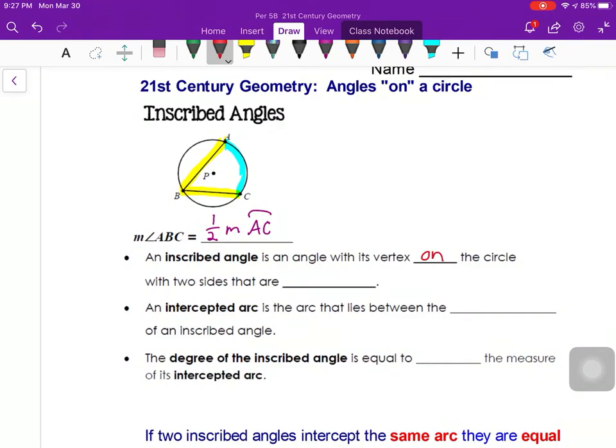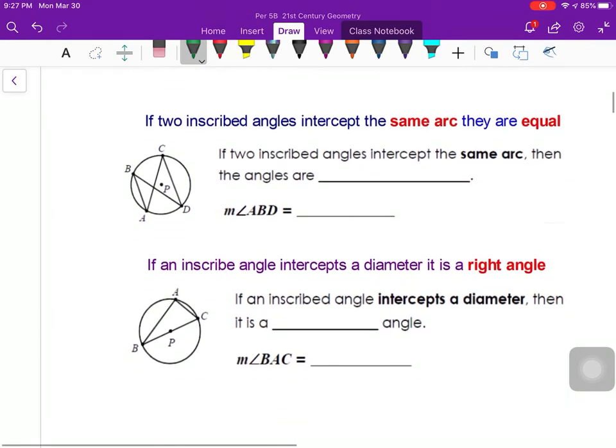So an inscribed angle is an angle with its vertex on the circle. The sides of that are chords. So the sides will be segments that have endpoints on the circle itself. And then the intercepted arc is the arc that lies between the sides of the inscribed angle. The degree measure of the inscribed angle is equal to half the measure of the intercepted arc.